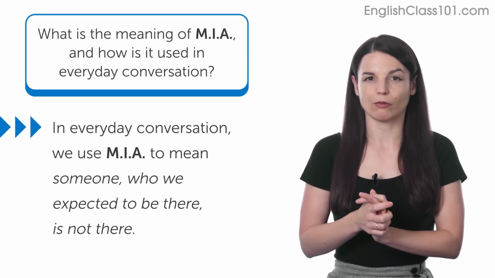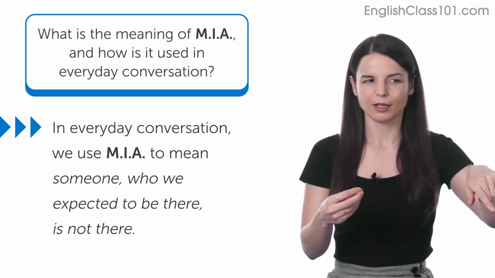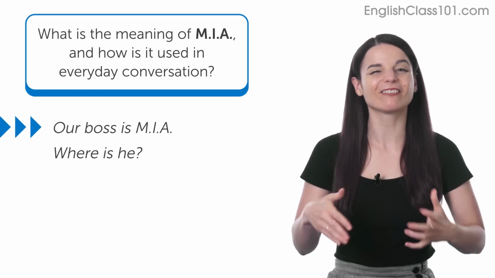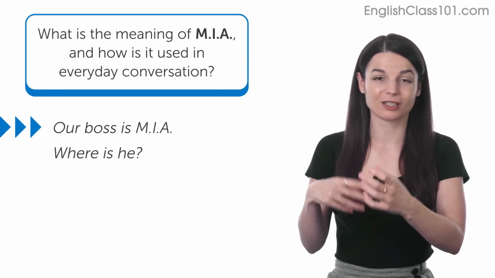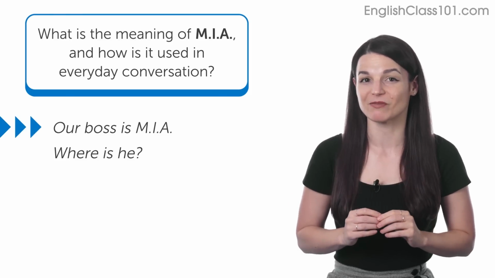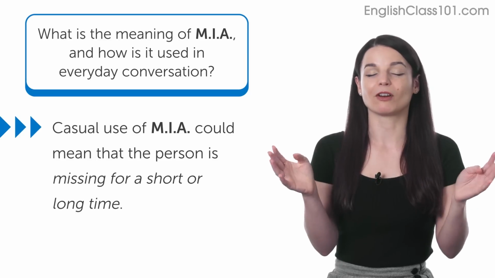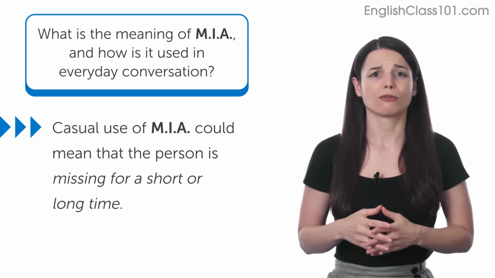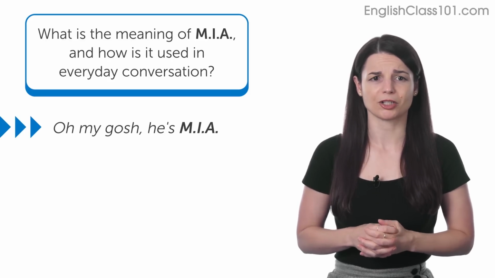So for example, if our boss was supposed to join a meeting and we know he's in the building, but he's not here, we might say, our boss is M.I.A., where is he? So we kind of use it as a joke a little bit. So someone who is there, who is active, who is doing their job, but is not currently there or is not reporting in for some reason, we might describe that person as M.I.A. So this could be for a very short time, or it could be for a longer period of time. Like for example, if your friend disappears and you don't hear from them for a week, you might think, oh my gosh, he's M.I.A.